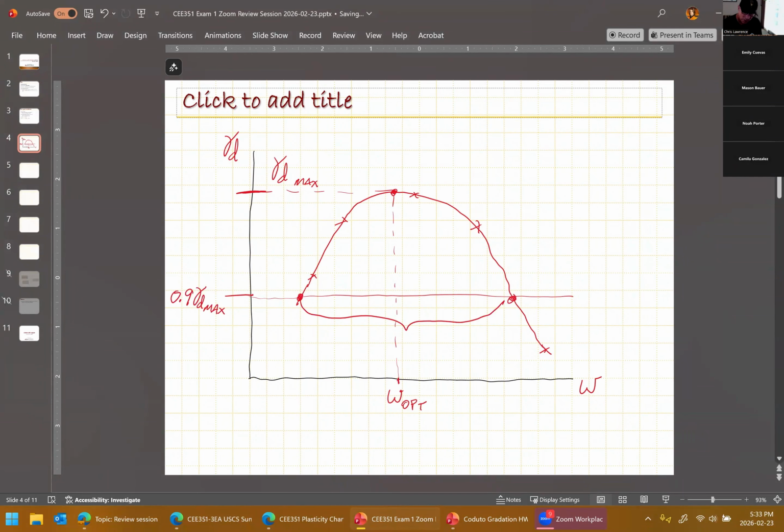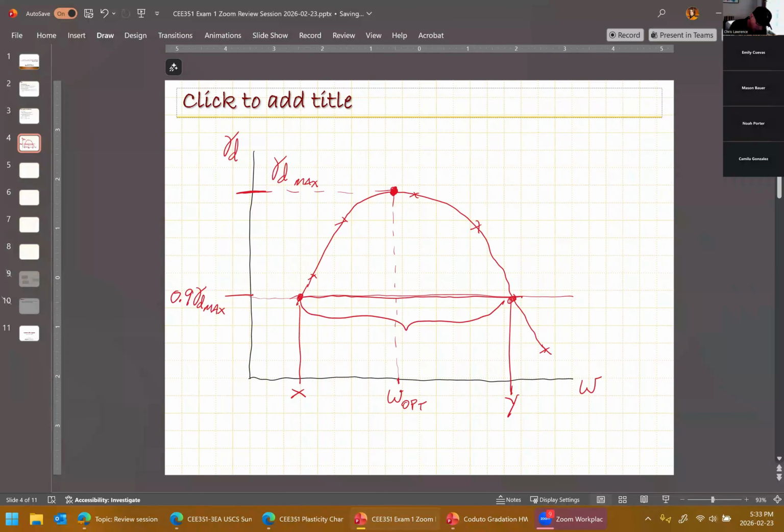Only optimum will get me to the peak. But this whole range of water contents will get me to at least 90%. And so that's what they're asking. The range of moisture content to get at least 90%. So here's X and Y, limits of water content that will allow at least 90%.